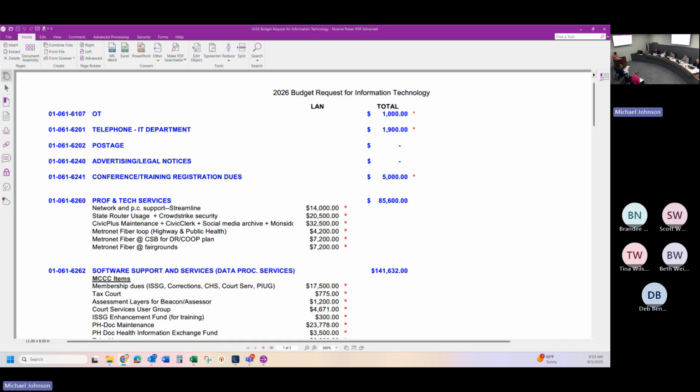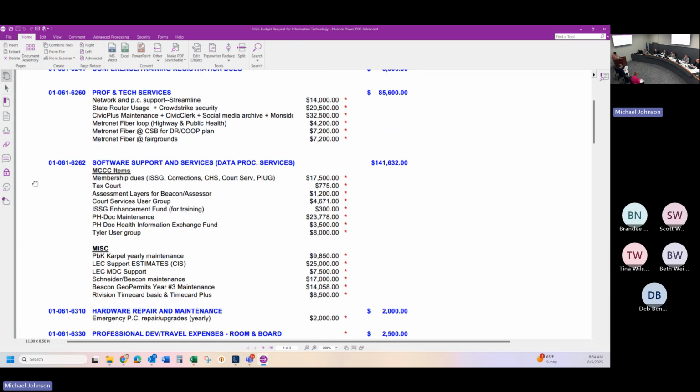starting down on the 6260 line item, that's our professional and technical services. This is all of our network support we get from Streamline, our state router, which is our connection to our internet. And then we also have the EDR endpoint security with CrowdStrike through the state of Minnesota. Our Civic Plus maintenance for our website, Civic Clerk, our MetroNet connections, fiber loops for the highway, public health, or CSB, and also the fairgrounds. So that's what those items kind of break down to. And there's increases every year, of course, with some of those.